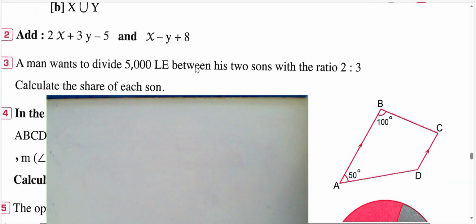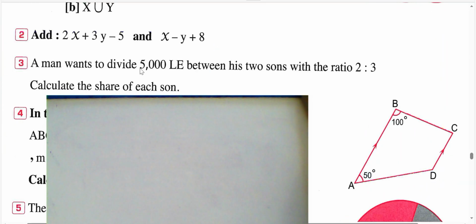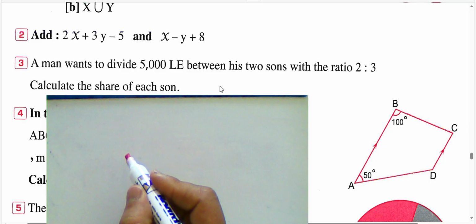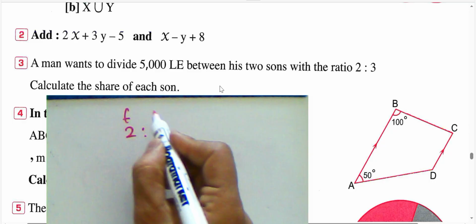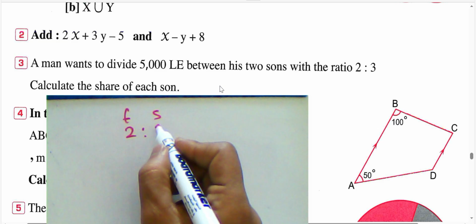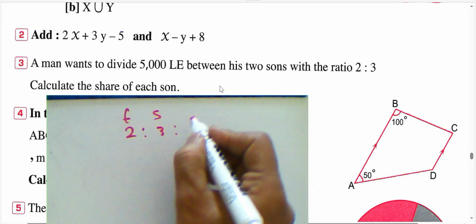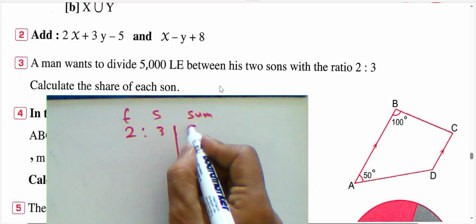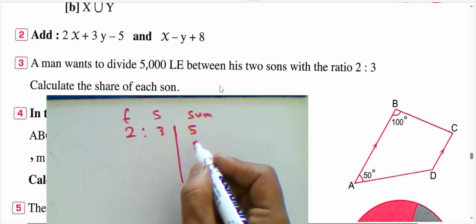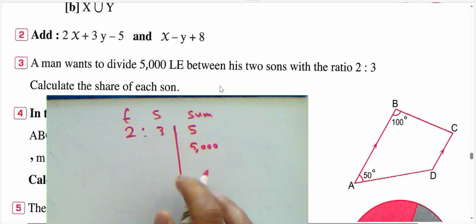Number 3. A man wants to divide 5,000 Egyptian lira between his two sons with ratio 2 to 3. Calculate the share of each one. Okay. First step, we can find the sum of all parts: 2 plus 3 is 5. The ratio 2 to 3, 2 plus 3, 5, and the total money was 5,000.